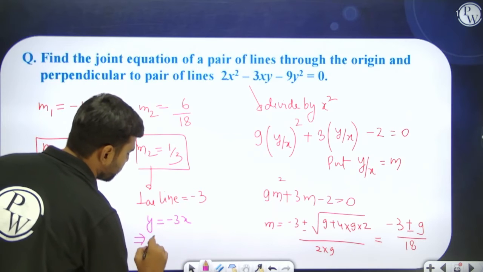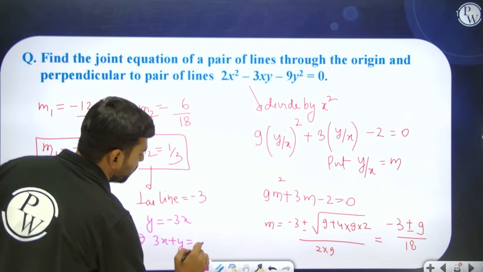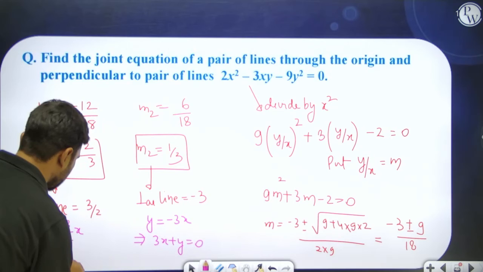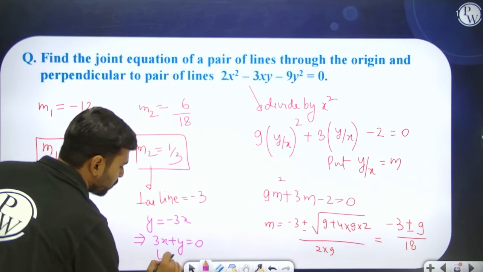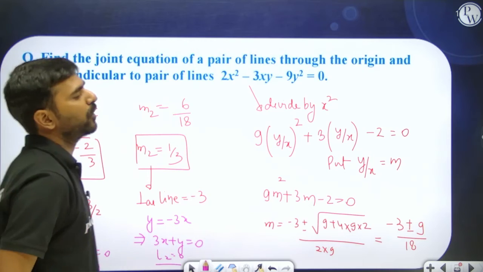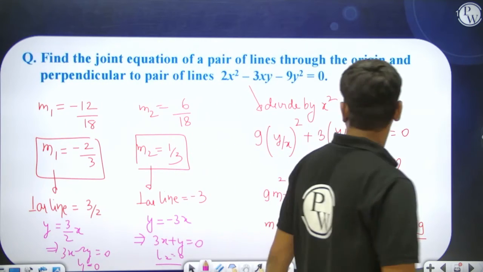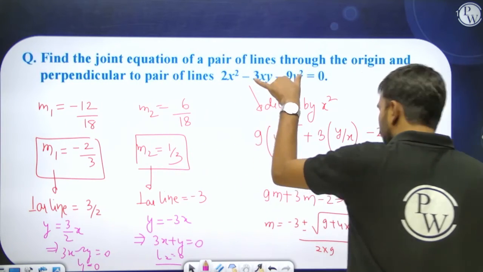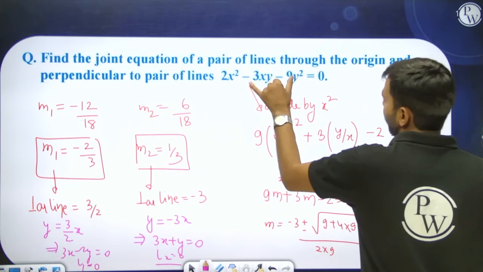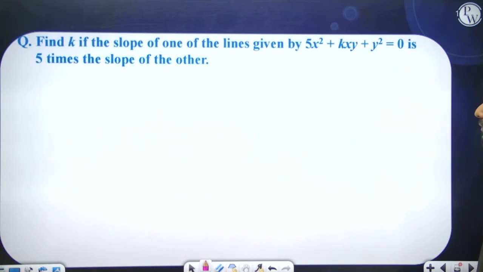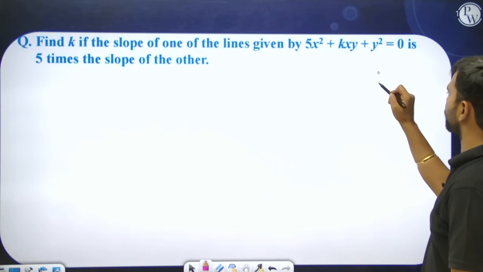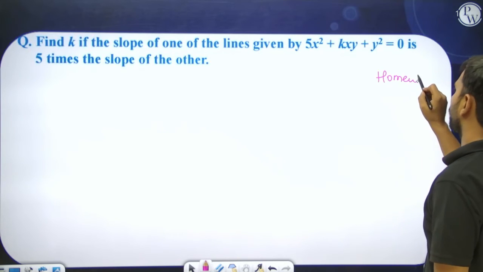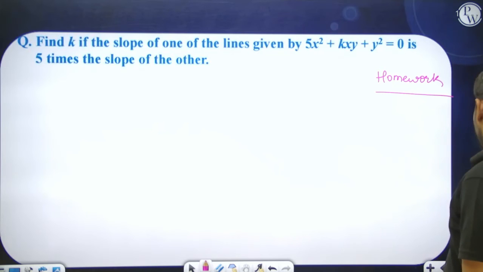So from here you can say 3x + y = 0, and from here you can say that 3x − 2y = 0. So this is L1 = 0, this is L2 = 0. Just multiply the two lines, you will get the joint equation of the two lines passing through the origin and also perpendicular to the lines which we are getting from here. That's it, we will be done. Okay, so I think you will be able to solve this question as well now. You can solve it as part of homework.